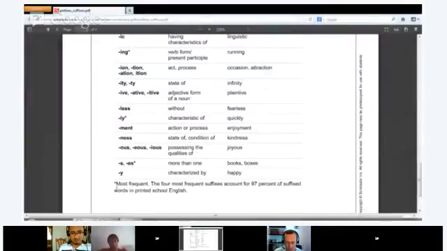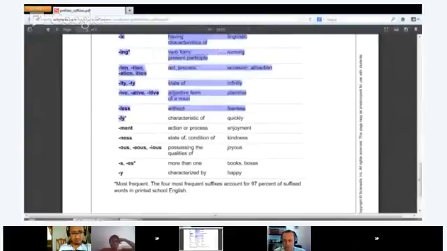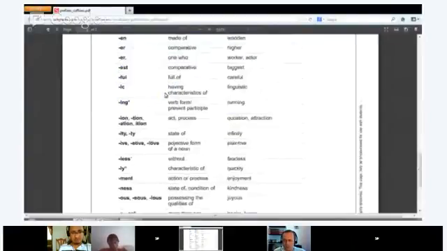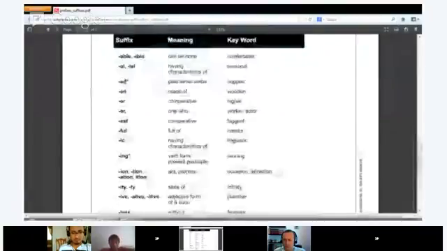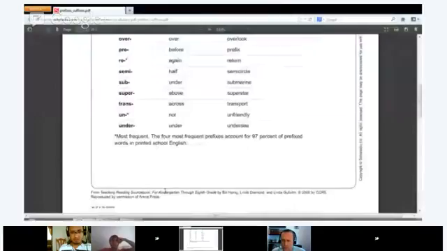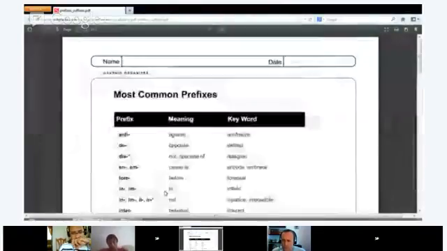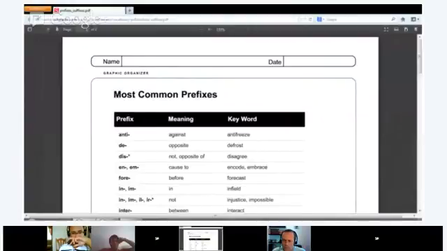in printed school English. So that's the S/ES, the LY, the ING, and the ED. 97% of the suffixed words. All right, you guys, print this off, save it, do whatever you want with it. It is yours to keep. So that chart is yours. Let's go to one of our games.